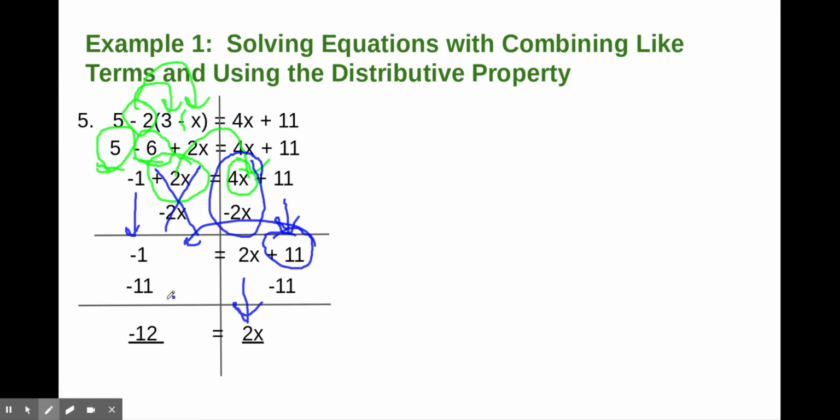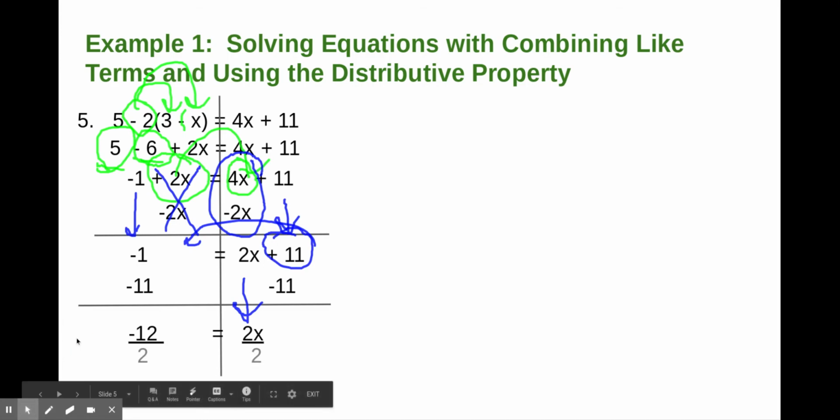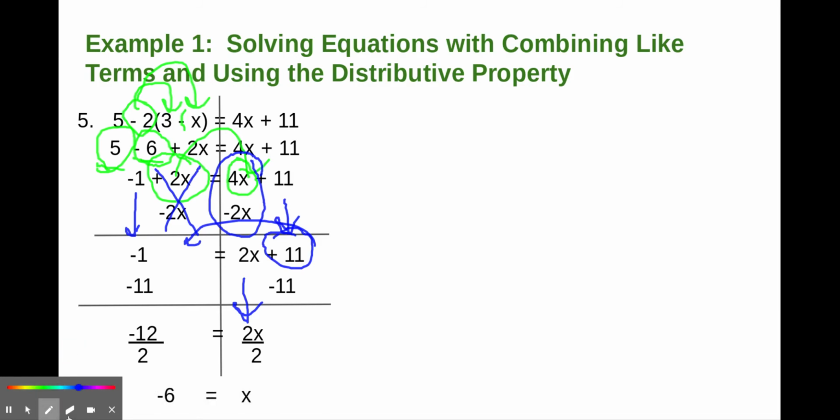Okay, my last step, and in all of these problems, the last step is to divide here. We set them up so that your last step is to divide. So I'm going to divide both sides here by 2. And your final answer is x equals -6.